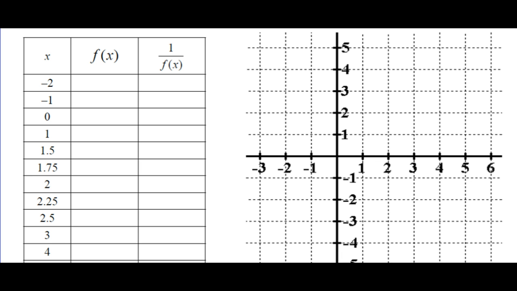So let's do this guy in red. So what was the equation? It was f of x equals x minus 2, right? Okay, so what's minus 2 minus 2? Minus 4. Minus 3. Minus 2. And minus 1.